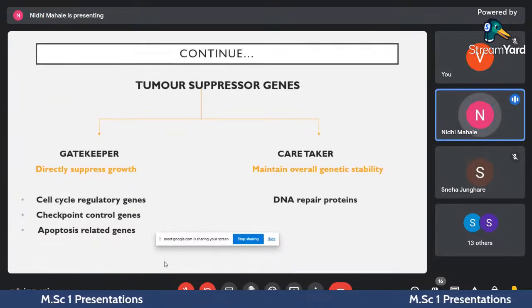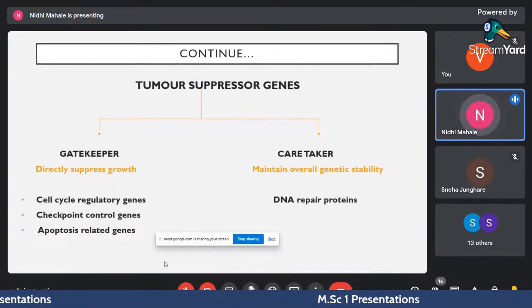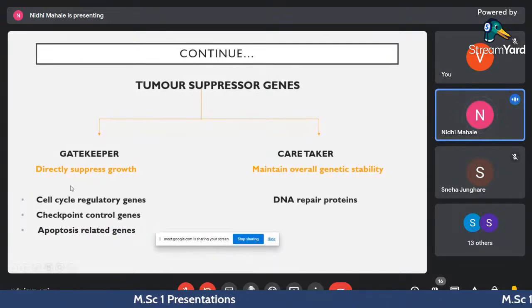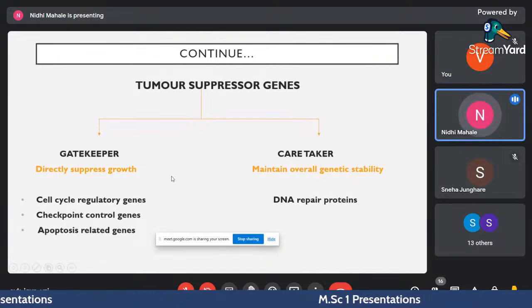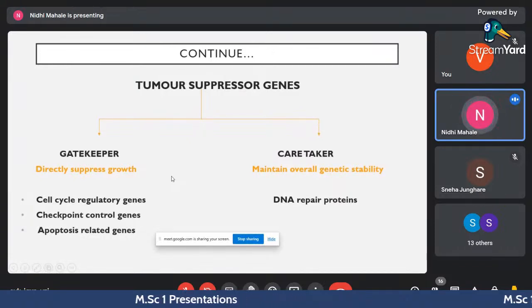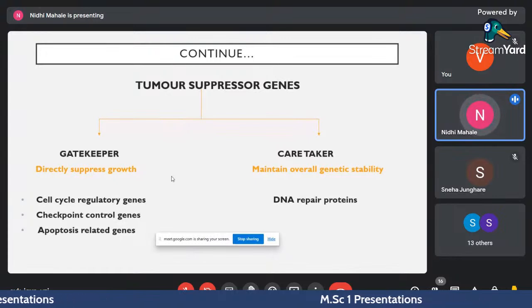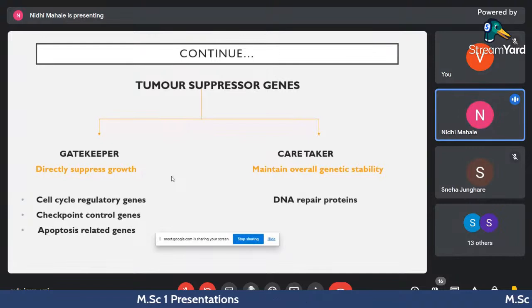Tumor suppressor genes are categorized into two forms: gatekeeper and caretaker. Gatekeepers directly suppress growth. Caretakers maintain overall genetic stability. Gatekeepers contain cell cycle regulatory genes, checkpoint control genes, and apoptosis-related genes, whereas caretakers contain DNA repair proteins.